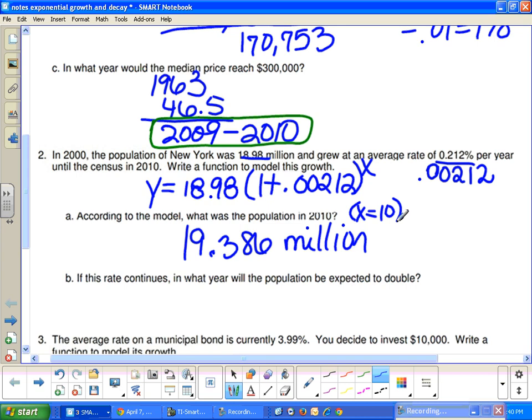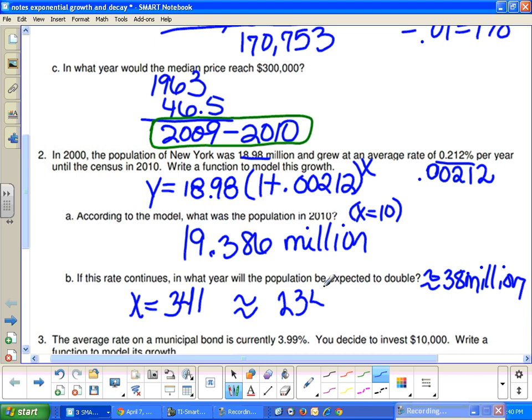If the rate continues, what year will it be expected to double? We want to double the 18.98. So if you want to double that, it's approximately 38 million. And this is not growing at a very high rate. So you're going to have to go down your chart quite a bit. And you'll find that when x is 341, that's when it approximately doubles. So it seems like a really big number, but it's the year 2341. That's when it's going to double.